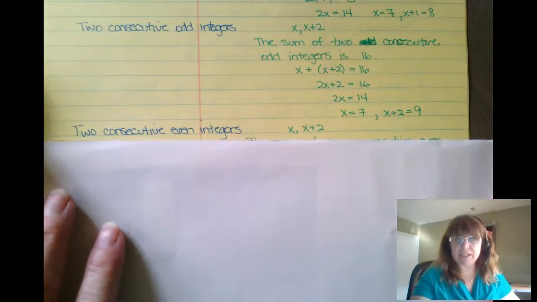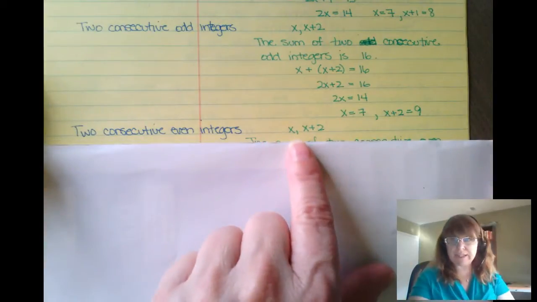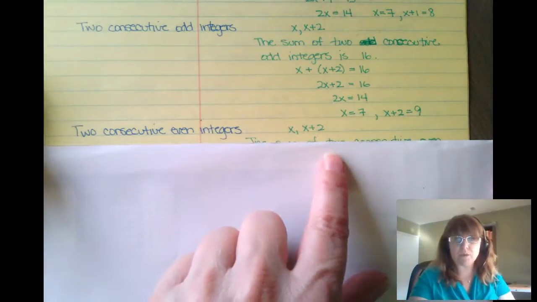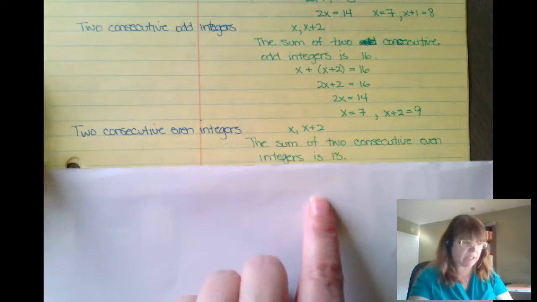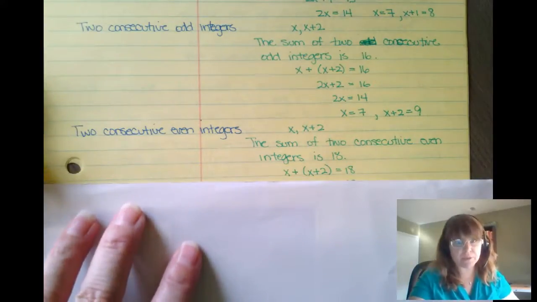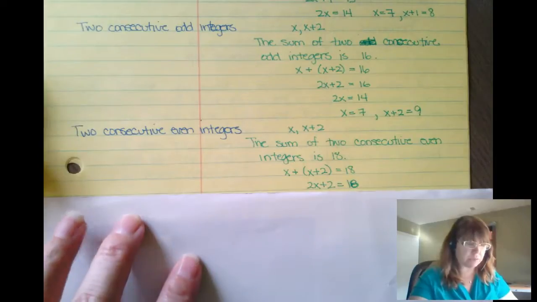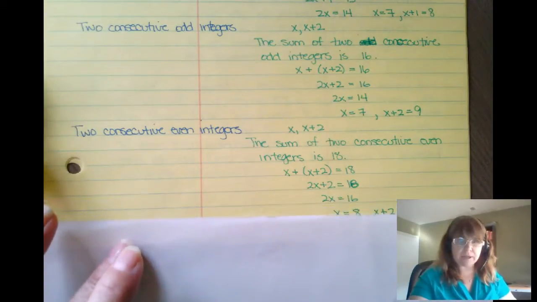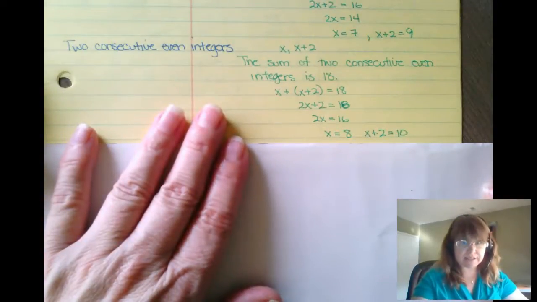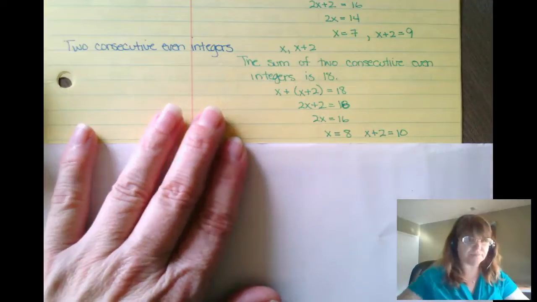Two consecutive even integers, we start off exactly how we do for odd integers, x and x plus 2, but the question will dictate whether we end up with an even number or odd number. The sum of two consecutive even integers is 18. So again, x + (x + 2) = 18. Combine like terms, subtract 2, and divide by 2, so our number is 8, and then you plug in the 8, so we can get our next consecutive even integer. So 8 plus 2 is 10.